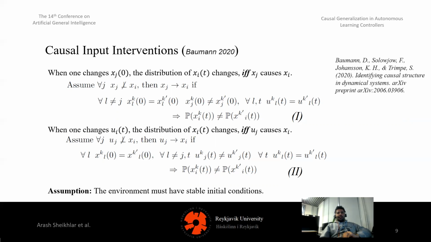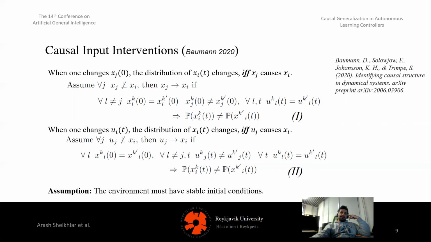In the first one, you change the initial value of an observable like xj, while you keep everything else the same, including the input signal and initial conditions of the rest of the observables. And then if there is a distribution change in any of the observables, like xi, we say that there exists a causal influence from xj on xi.